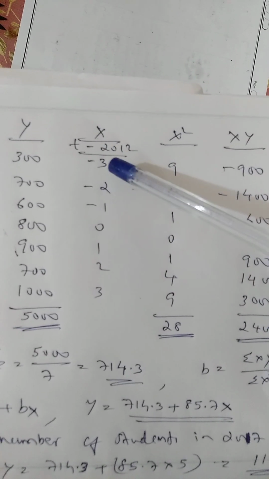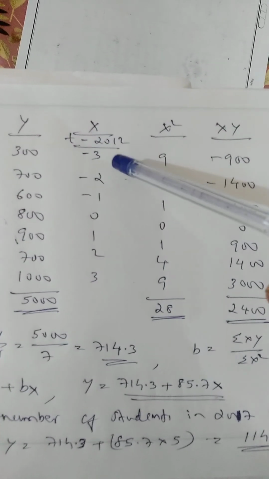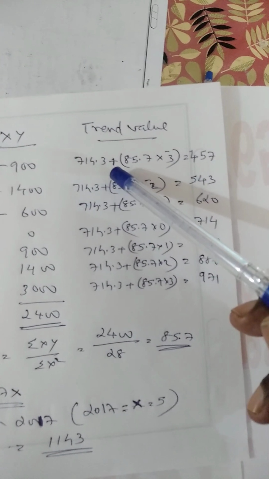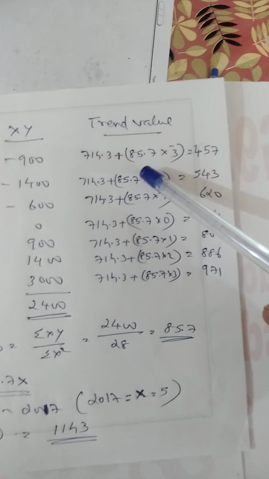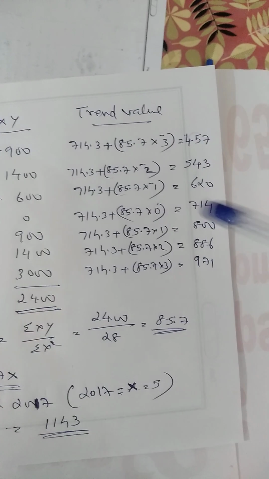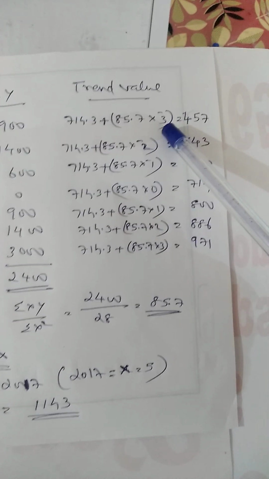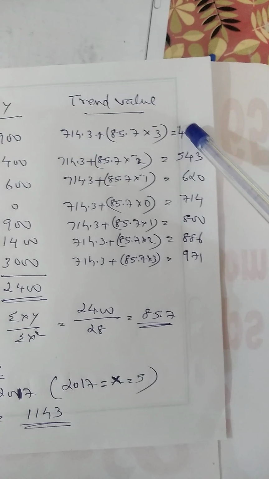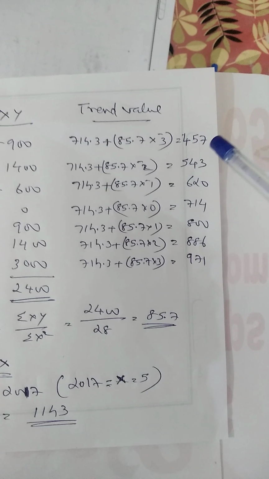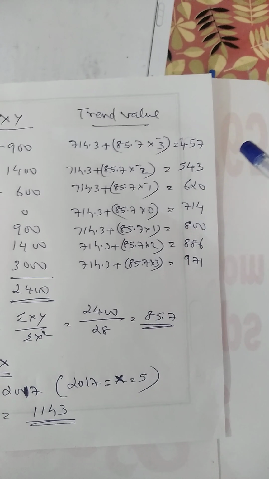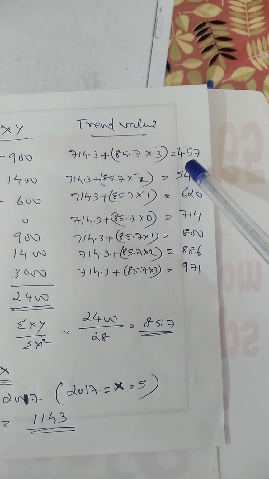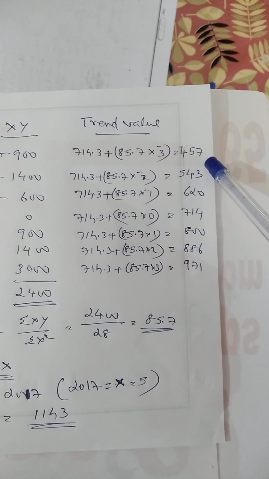The x values are here, isn't it? The first x value is minus 3. So by applying minus 3, we get the first trend value. 714.3 plus 85.7 into the first x value, which is minus 3, isn't it? Then you get this 457. This is a rounded off figure. Actually you get 456.7 something. It is rounded since the decimal is above 0.5, to its nearest figure 457.